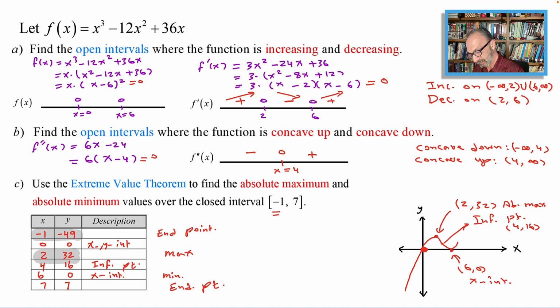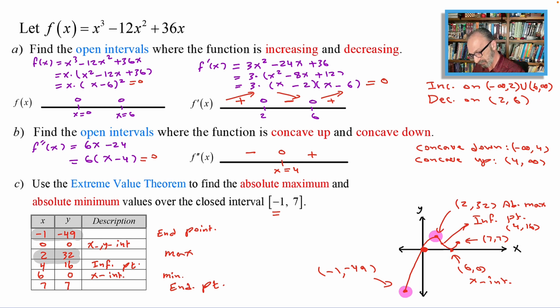This point right here is an endpoint, and that is 7 and 7. And another endpoint all the way to the left is -1 and -49. So the absolute max and absolute min happen at these points. That's the absolute max, and that's the absolute min. And that should do it.